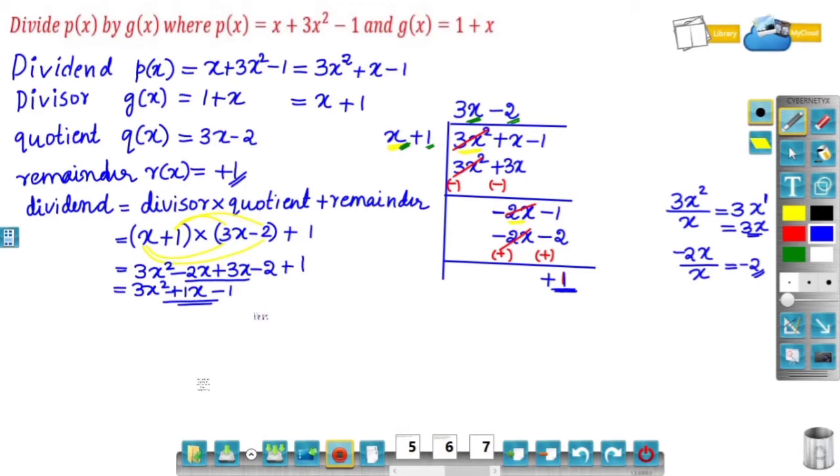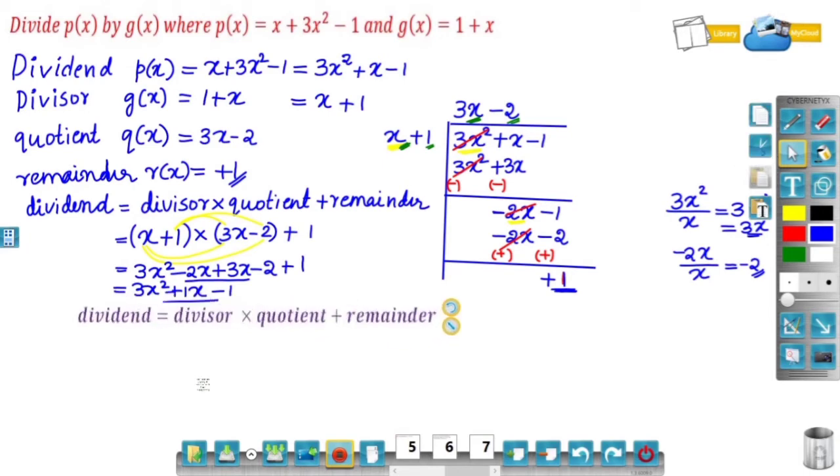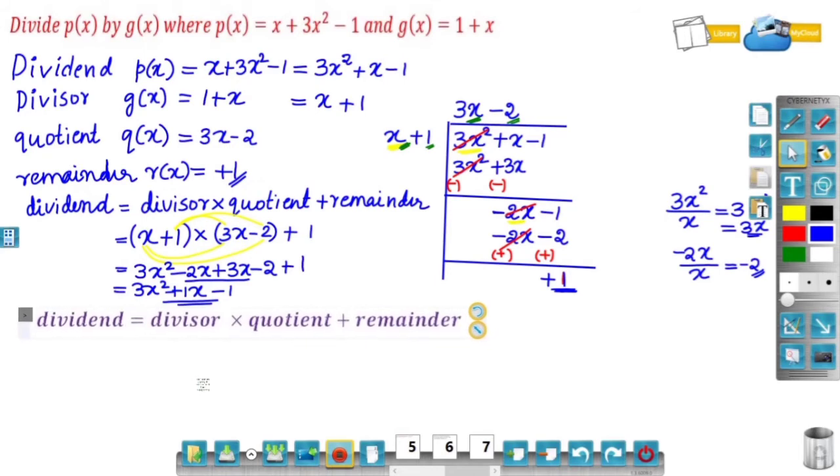So the relationship dividend is equal to divisor into quotient plus remainder, that holds good for polynomials also. So we can say that for the polynomials, dividend is equal to divisor into quotient plus remainder.